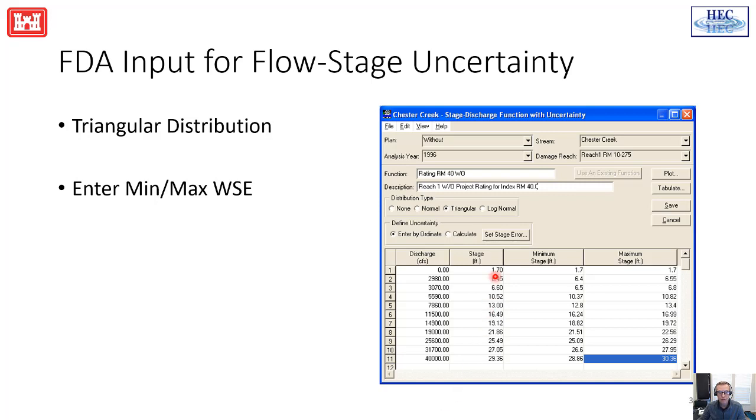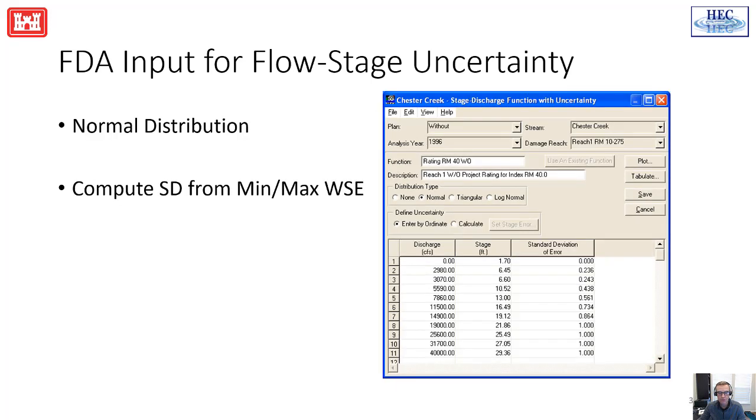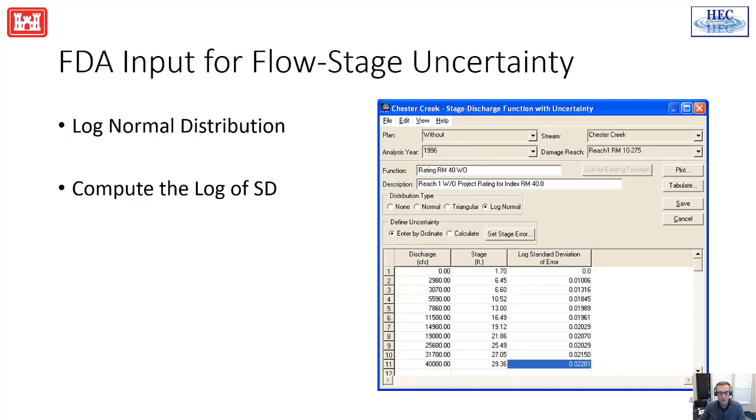When entering stage-discharge information into FDA with the probability distribution, here you can see for the triangular distribution, we enter stage-discharge information along with minimum and maximum water surface profiles. For the normal distribution, we enter the stage-discharge information, but then provide a standard deviation of error for each given flow or stage. For the log normal distribution, we provide the stage-discharge relationship along with the log standard deviation of error for each stage. Note that to use the log normal distribution, you need to compute the log of the standard deviation.